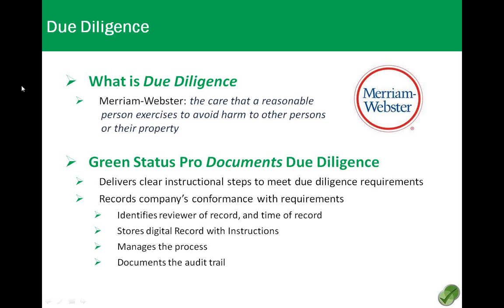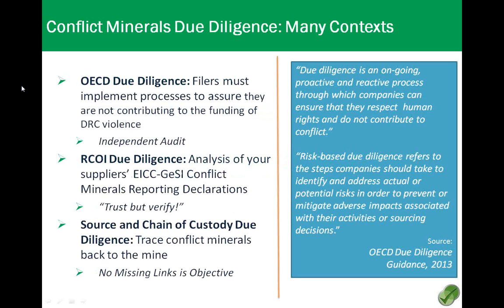GSP delivers a transparent process for meeting due diligence requirements. It starts with putting in place the components required for an appropriate conflict minerals program. That is the care that a reasonable person exercises. For a compliance program, this includes recording the steps taken, both to show conformance with the appropriate standard or regulation and to ensure that it will be repeated properly in the future.